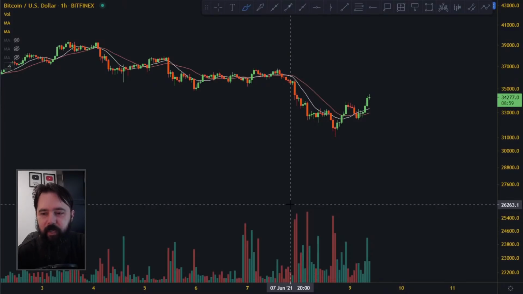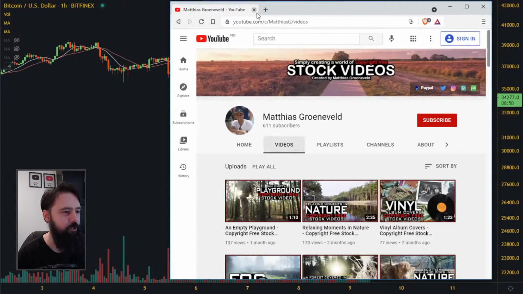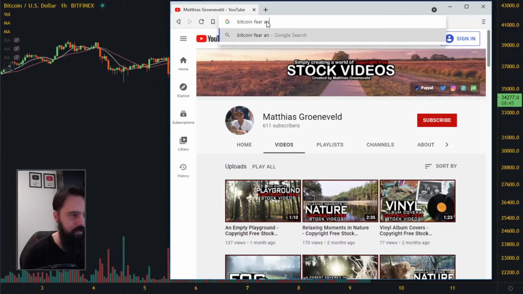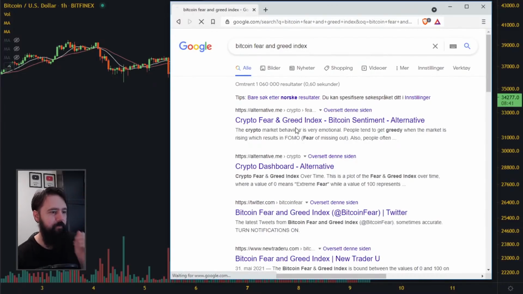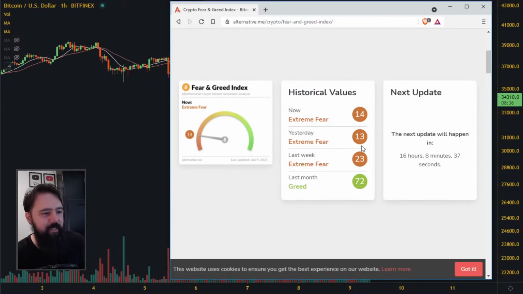Greed and fear index going up from 13 to 14. Yeah, maybe it is. Let's check out the fear and greed index, guys. I don't want to show this because I'm afraid. Bitcoin fear and greed index. Right now 14, yesterday 13, last week 23, but it's still extreme fear. So maybe it's time to buy.